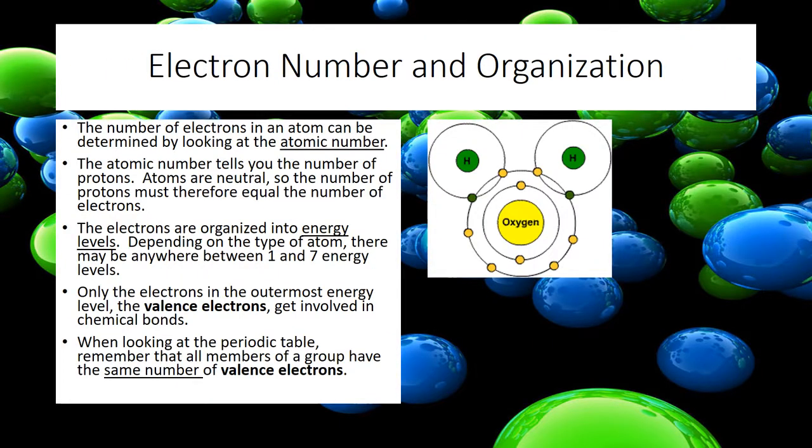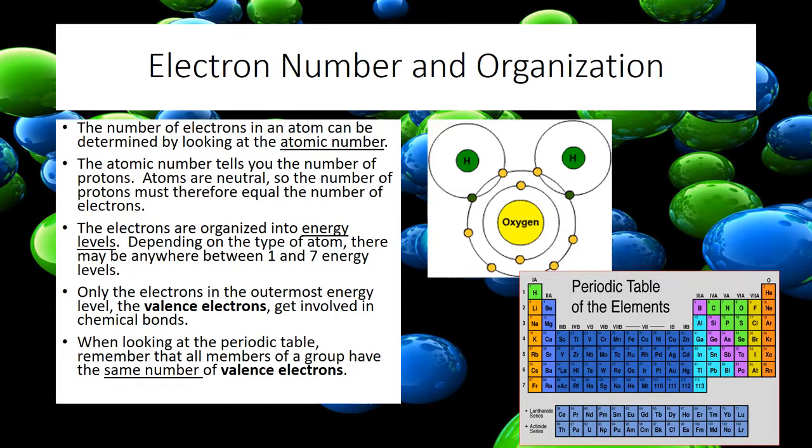Electron number and organization. The number of electrons in an atom can be determined by looking at the atomic number. The atomic number tells you the number of protons. Atoms are neutral, so the number of protons must therefore equal the number of electrons. The electrons are organized into energy levels. Depending on the type of atom, there may be anywhere between 1 and 7 energy levels. These are determined by what row they are on the periodic table.